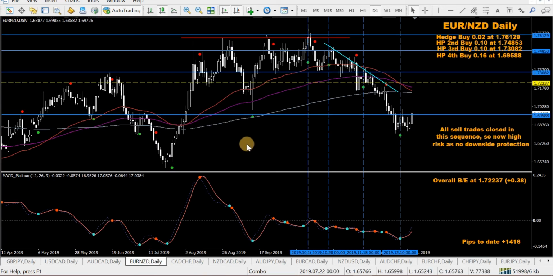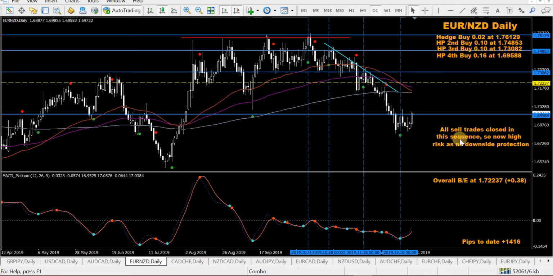Here's one of my problem trades, Euro New Zealand. Look at this MACD Platinum. It's been below the zero level a long time. That's very rare. Here's one of these blue trend lines I've drawn. Now, if you see a yellow dashed horizontal line, that's an overall break even. I normally put the overall break even price and what my overall position is. Plus means I'm net long. Minus means I'm net short.